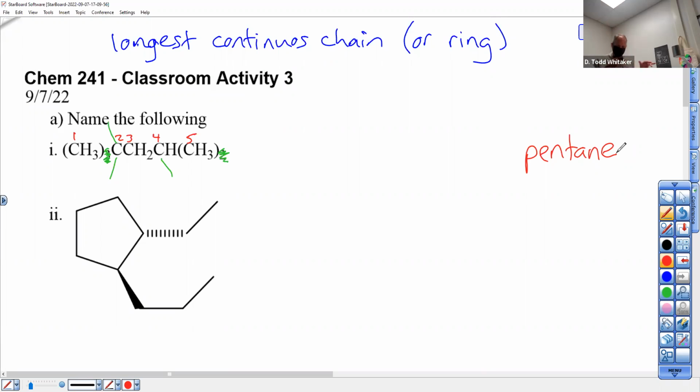Now, earlier I said there's 2 ways to number a chain, and I said I was going to do it, but I didn't do it. I'm going to do the other direction in purple, and then we're going to decide which direction is the correct direction based on the people at the Union of Pure and Applied Chemistry who decided these rules that we must obey. 1, 2, 3, 4, 5. Both are pentane.